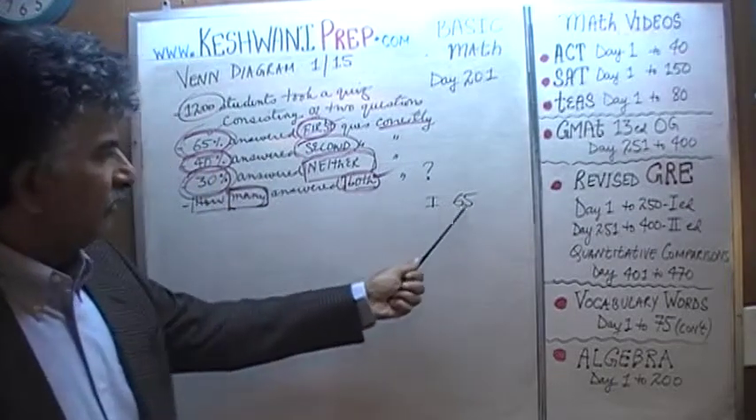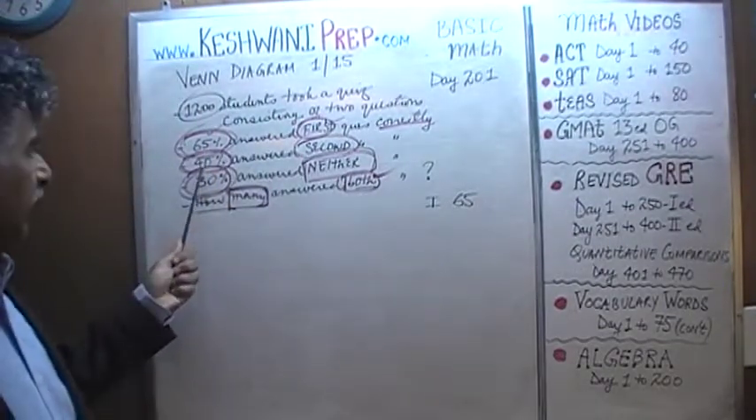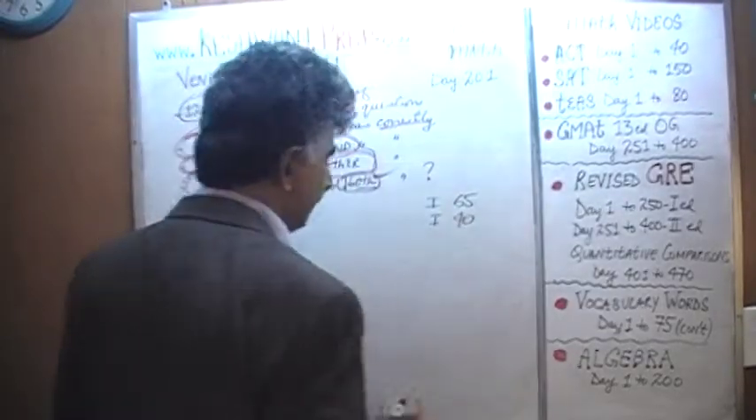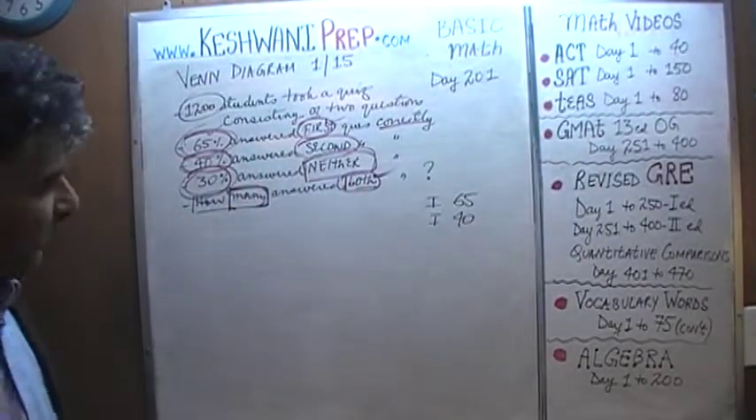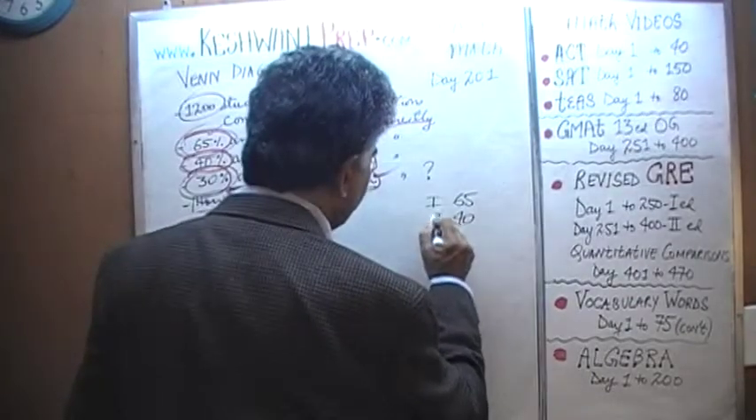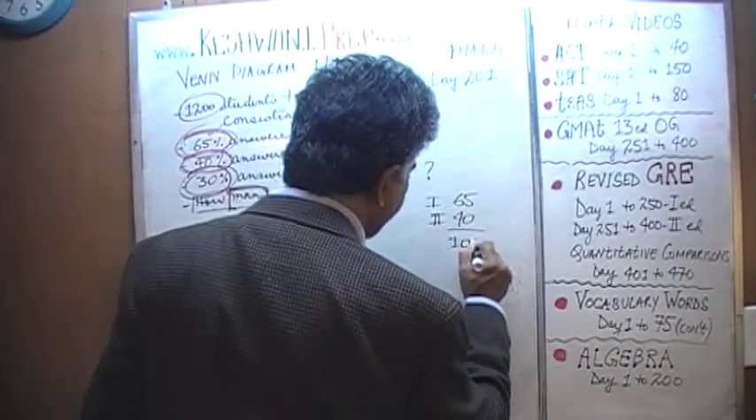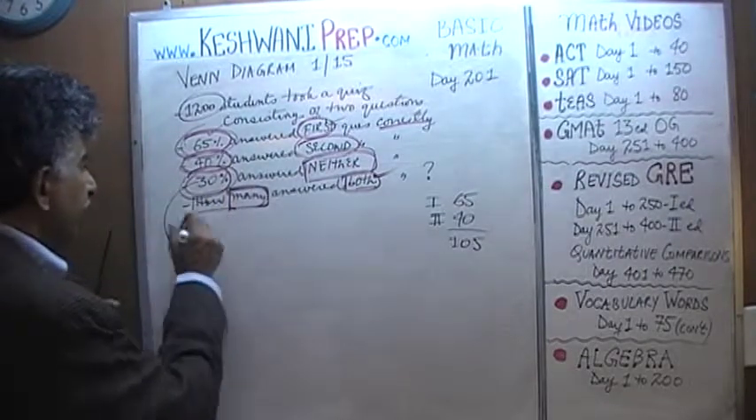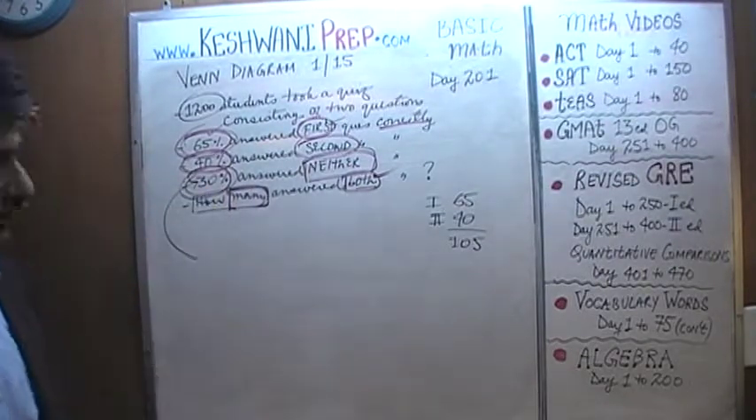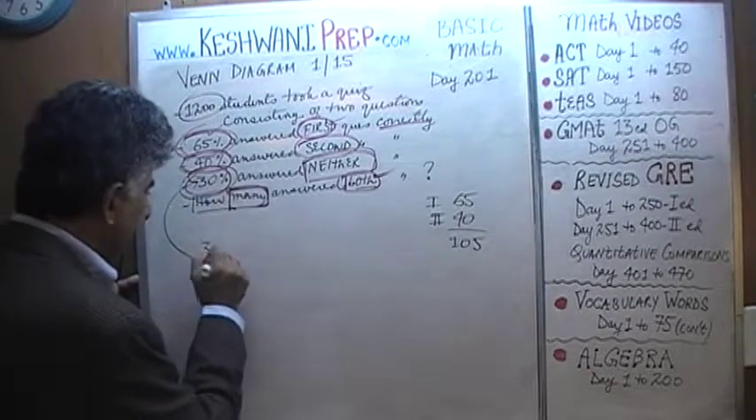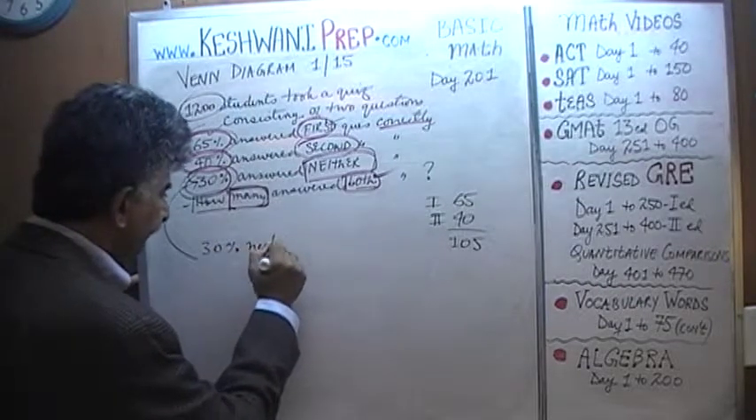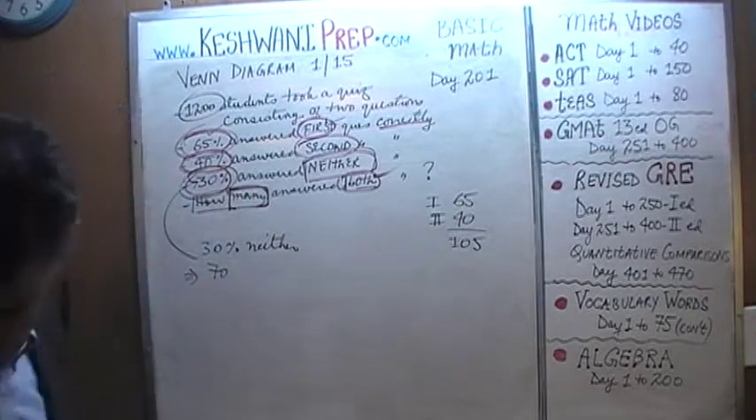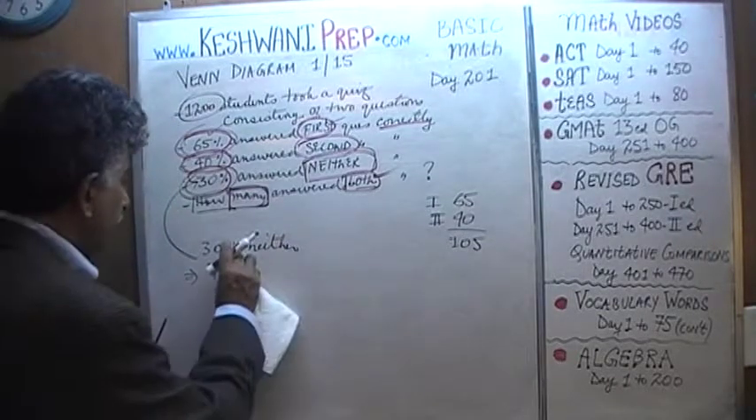So first question, we are told 65% of the people answered correctly. Second question, we are told that 40% of the people answered correctly. If we add them up, we get 105. We are further told that 30% answered neither. If 30% answered neither, then it itself implies that 70%. I just told you, don't worry about it, and I did it myself.